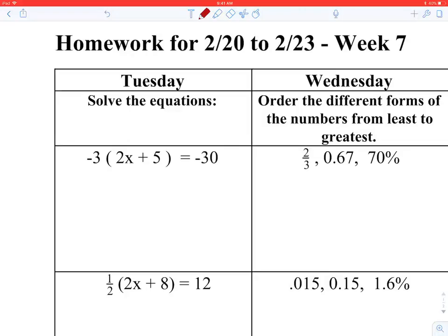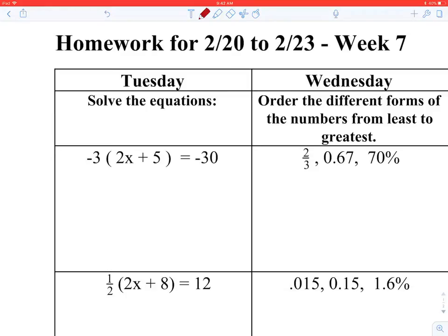Okay, so for the Tuesday column, we need to solve for x in our equation here, and you can see that we have a bit of a distributive property at the beginning to start with, but I want to show you how you can solve out these equation problems that require the distributive property, which means that they have a number outside of the parentheses, without having to do the distributive property. So actually getting rid of that number on the outside first.